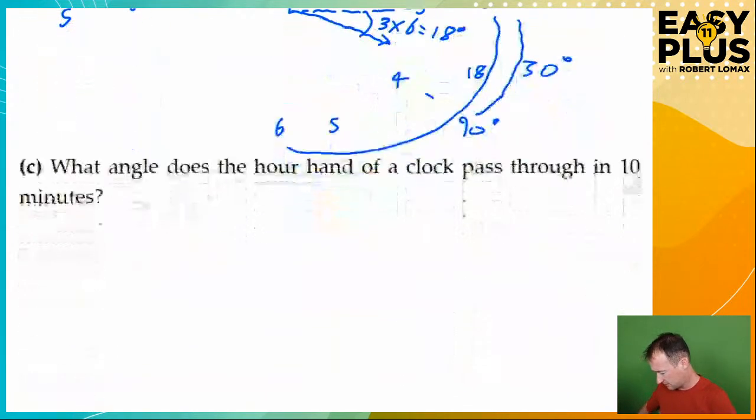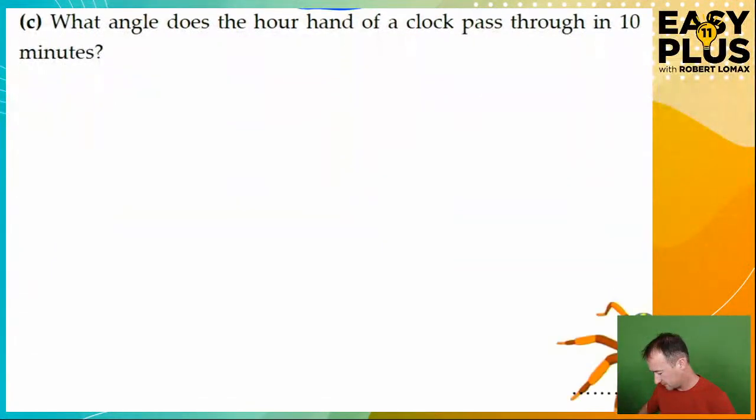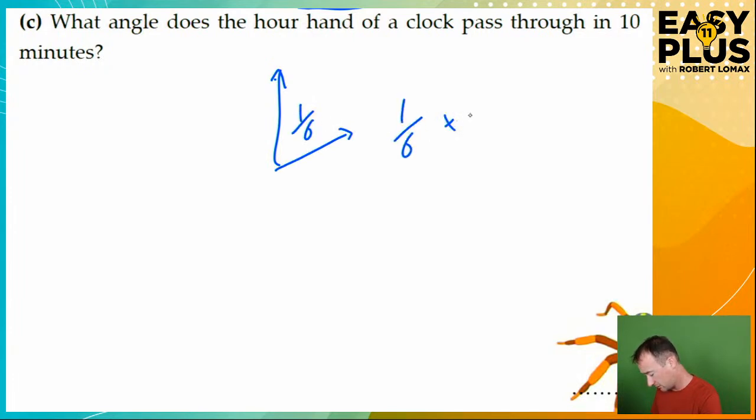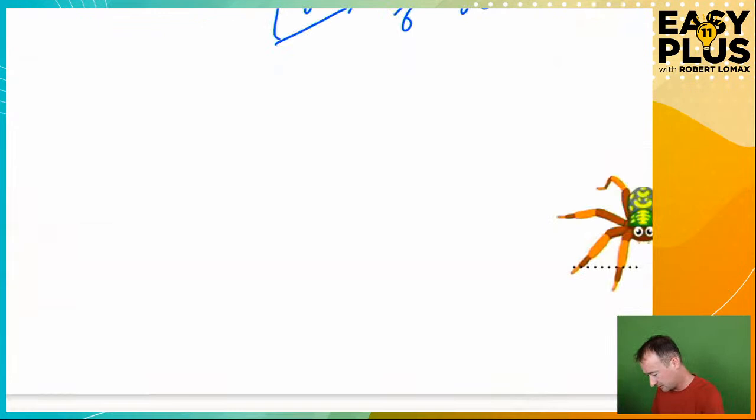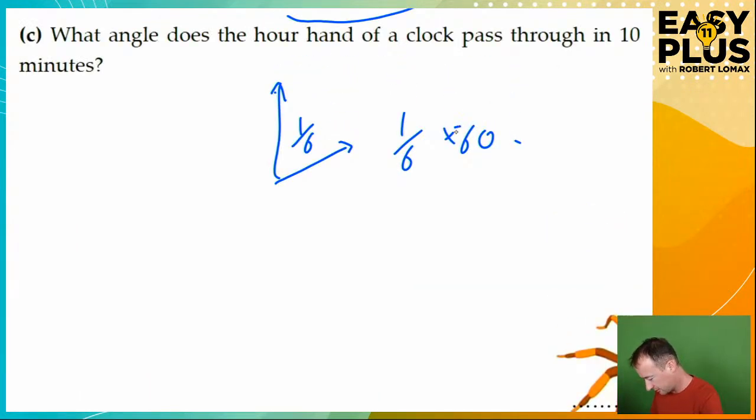Okay, onwards. What angle does the hour hand of a clock pass through in 10 minutes? Ah, well, this is dead easy, because we go from there and we go to 10 past, and of course that's a sixth of an hour, so a sixth of 60, hang on, not minutes, degrees, a sixth of 360.